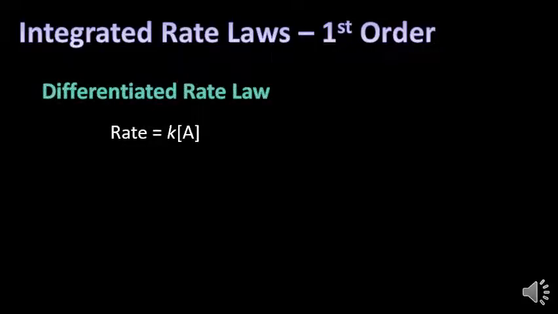All right, so first of all, we're going to look at first order. I saved zero order, I believe, for the end. Okay, so there's your differentiated rate law, aka generic rate law, correct? So your differentiated rate law could also be called the generic rate law.